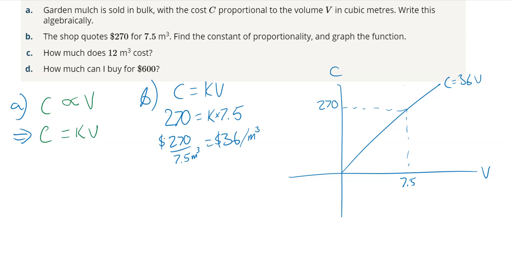That's all. Okay. So the shop quotes $270. Oh, we've done that. We've done part B. Sorry. Part C. How much does 12 cubic meters cost? Cool. Part C. Well, C is equal to 36V, and we want to know what's the cost of 36 times how many cubic meters? 12. That's it. What is that? C equals 36 times 12. 432? Okay.